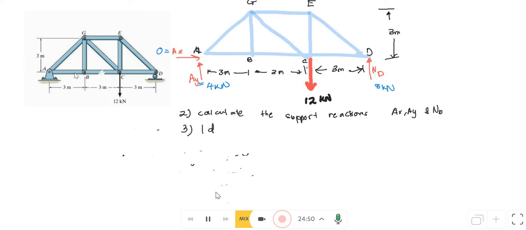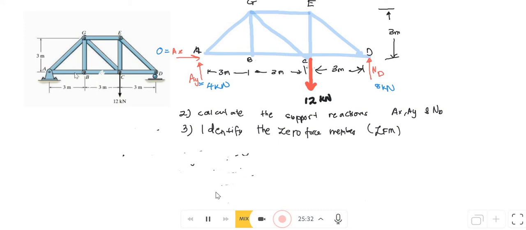Okay, so we have to identify the zero force member. I'm going to use ZFM after this, yeah? Based on this, you have to do the analysis. You have to identify the zero force member for each point. In detail, how to identify a zero force member will be in my other video, so you can check that to identify it easily.